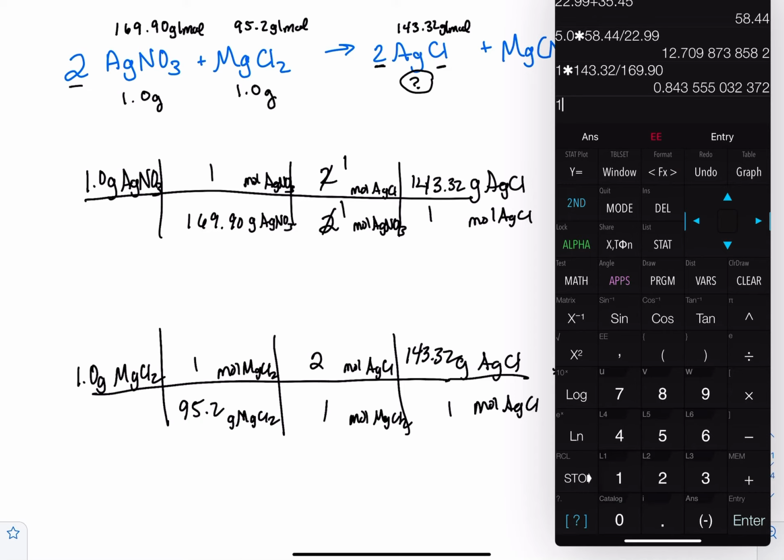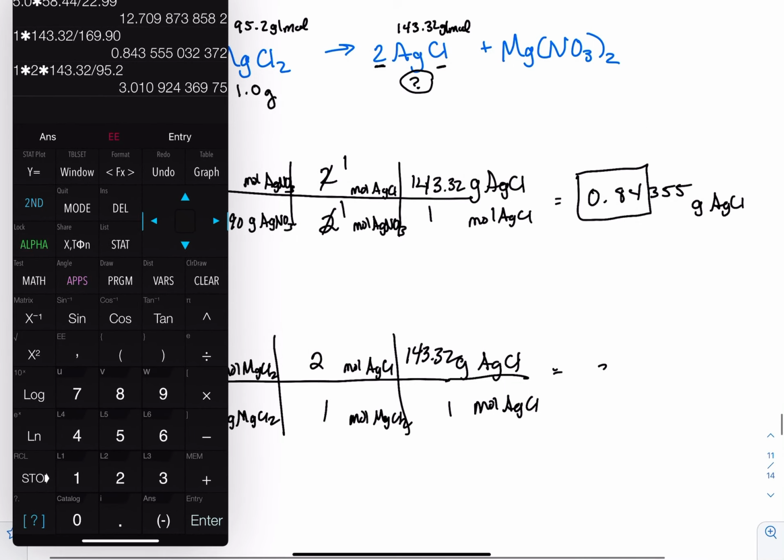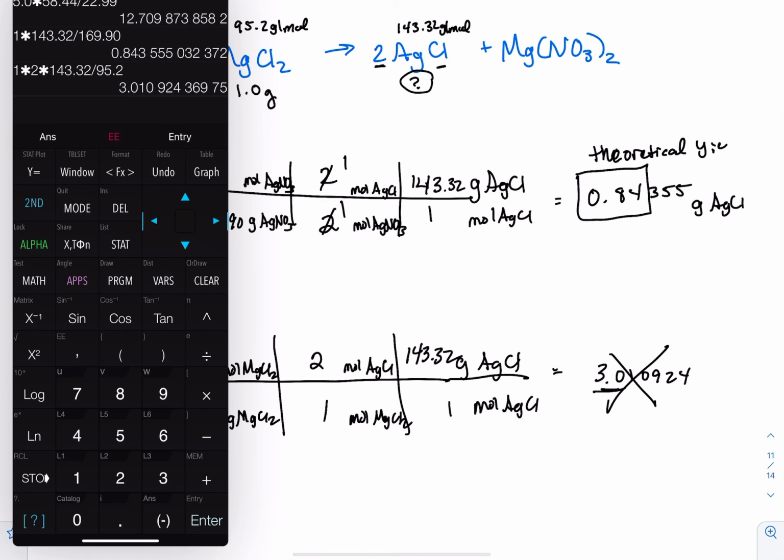1 times 2 times 143.32, and I'm dividing by 95.2. And in that case, I get 3.010924. And if I were to round that to 2 sig figs, it would be that. But I already can tell there's a smaller number and a bigger number. This is the wrong one. This is my theoretical yield, because the small one is always the theoretical yield. The other one's like a fake number.